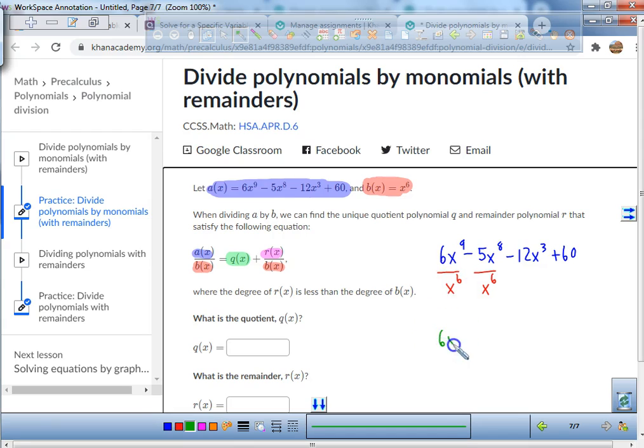It's going to be 6x cubed minus x to the power of 8 divided by x to the power of 6, which is just going to be x squared. So that's our quotient. I'm going to type it in right there. And it looks like our remainder is whatever we have left over. So our remainder is going to be negative 12x cubed plus 60. All right, so we got our quotient, we have our remainder, and that's it.